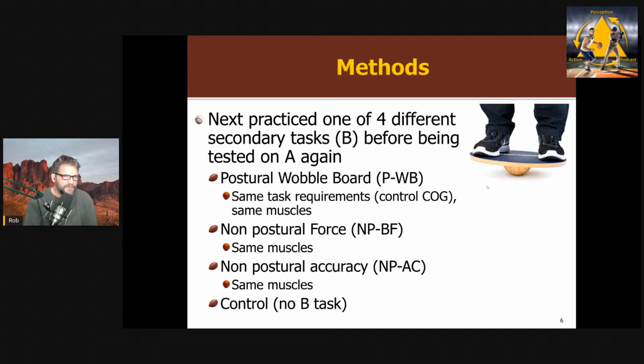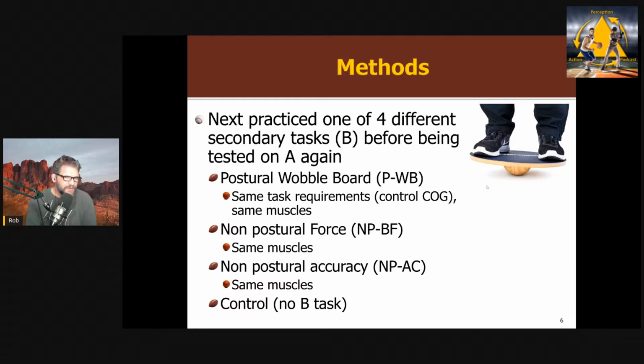So they split people into 4 different groups, which depended on the secondary task. This is the task B that they're going to be doing in between, right? So they're going to train on A, the balance board, for a while. Then we're going to make you do this other task for a while. Then you're going to go back to A. So sometimes this is called the A, B, A prime design, right? So you're doing A twice with B stuffed in the middle.